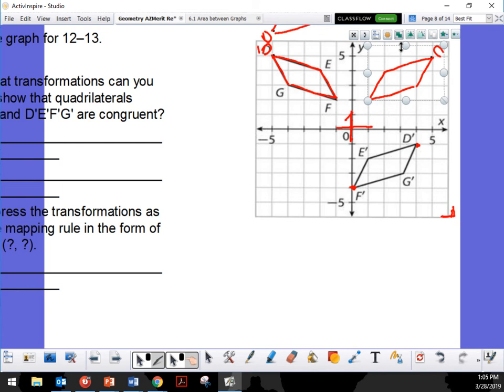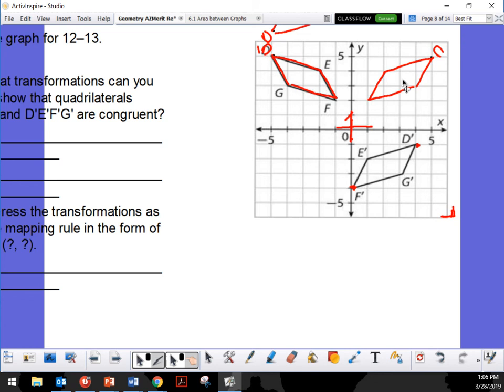No. D is right here. It goes from here to here. And now, what is it going to do now? Just slide it. Now it's going to be a slide, right? So it's going to be one to the left, right? So let's see.